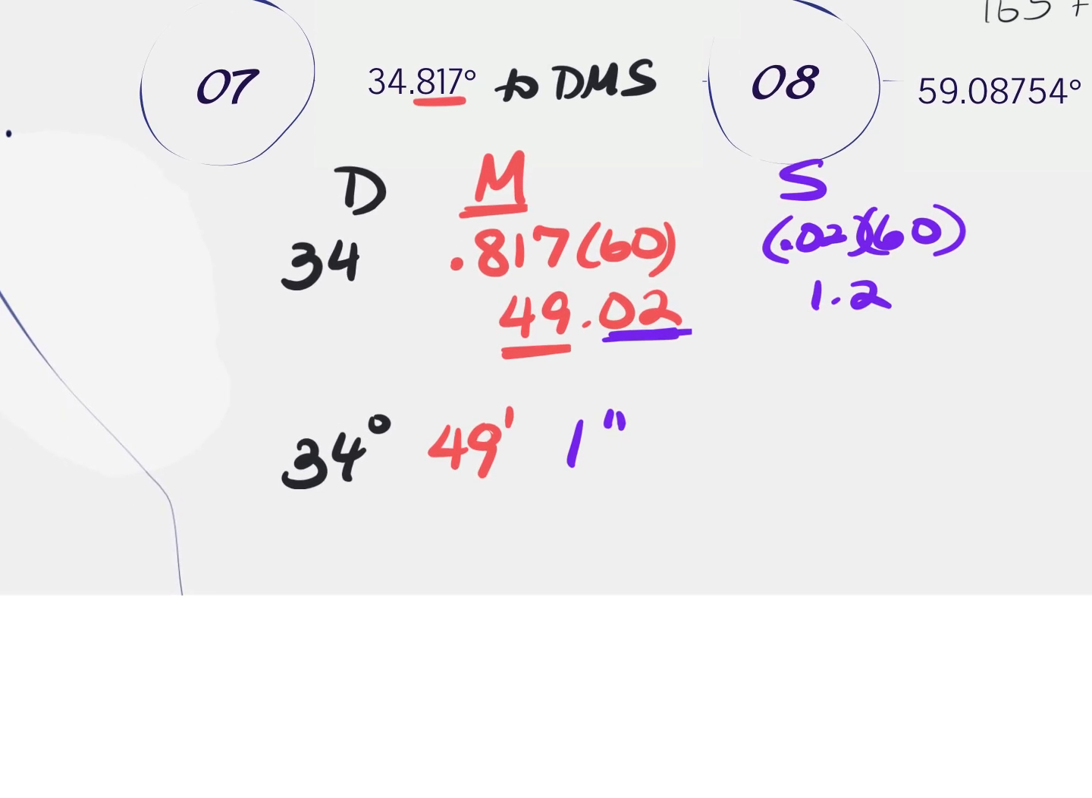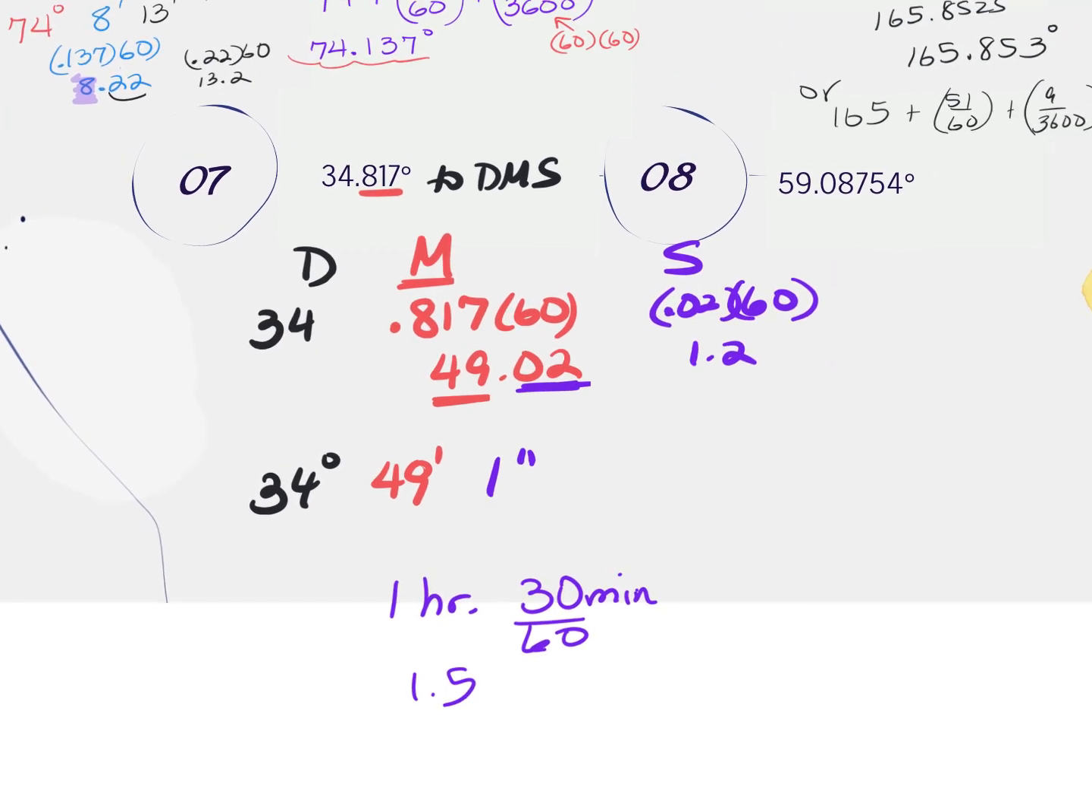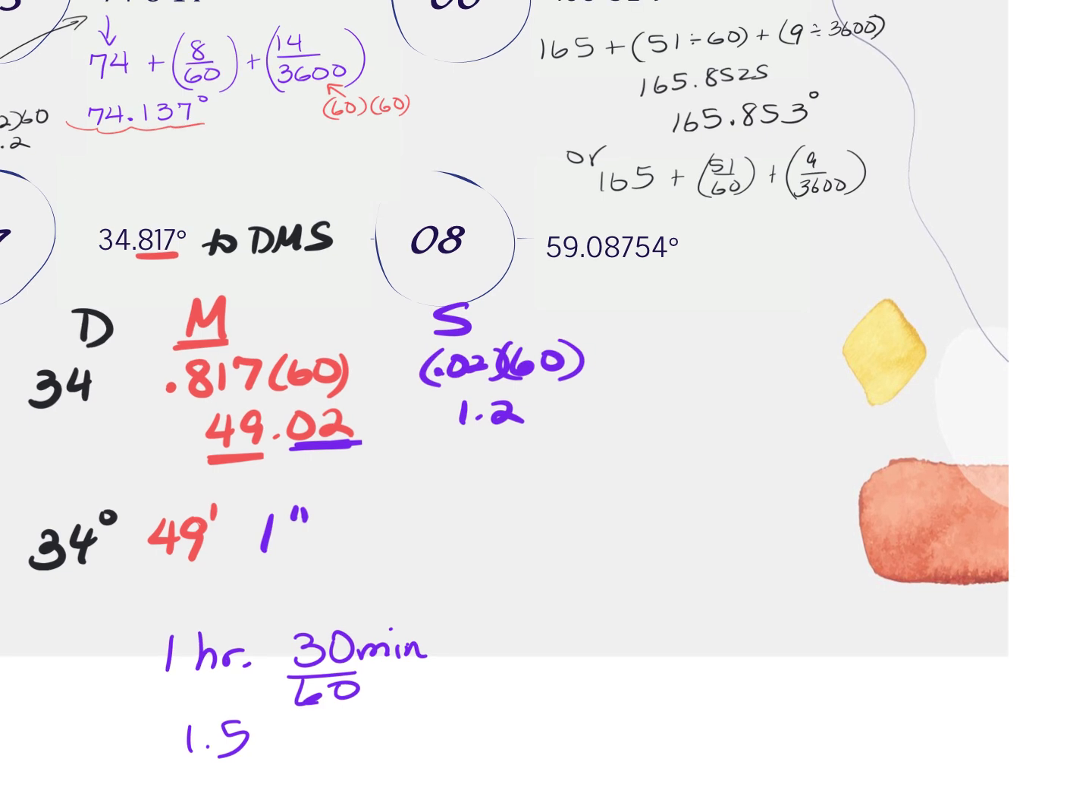So if you think about it logically, you could think of like 1.5 hours. So like if you thought about 1 hour and then 30 minutes, to turn that into a decimal degree, you would be dividing this by 60, and that's how you get 1.5. Same idea here. So last one, we're going to leave the 59.